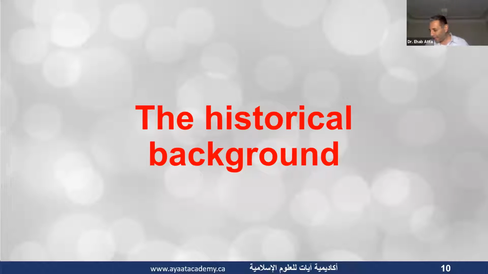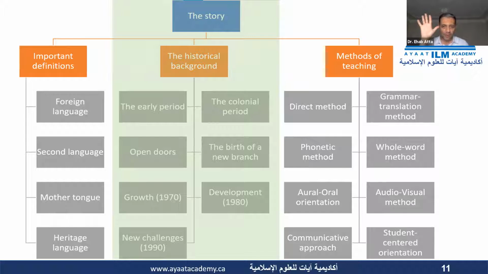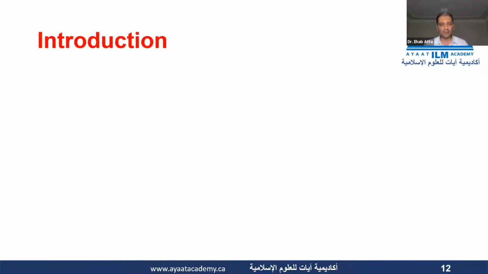Okay, let's go now to the historical background. As I told you, we'll repeat this slide. Now we are in the section of historical background, and we will talk about the early period, the colonial period, open doors, the birth of a new branch, growth in the 70s, development in the 80s, and new challenges in the 90s. These are the topics that we will talk about in terms of historical background.